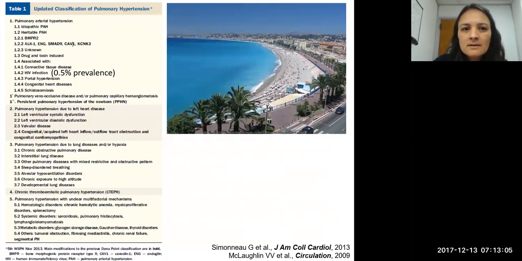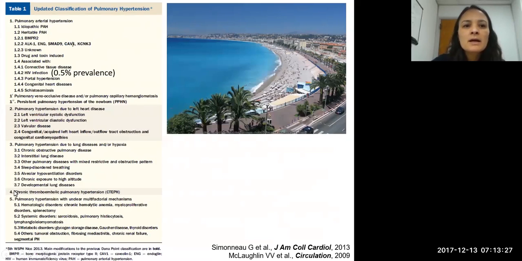Group 3 is called pulmonary hypertension related to lung diseases or hypoxia. So if you're hypoxic for whatever reason, interstitial lung disease, COPD, if you have sleep disordered breathing and are repeatedly hypoxic in the night. So we always screen very carefully for these diseases as well.